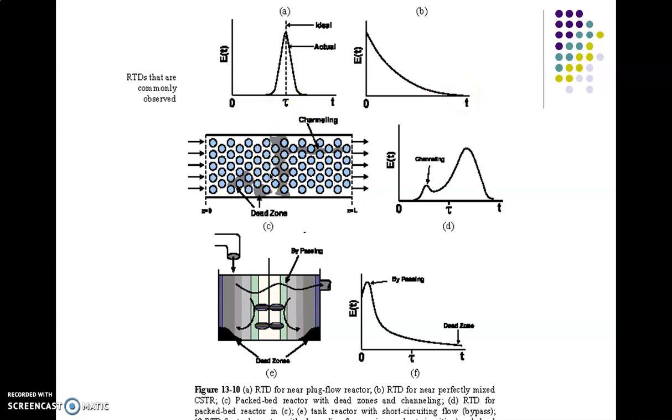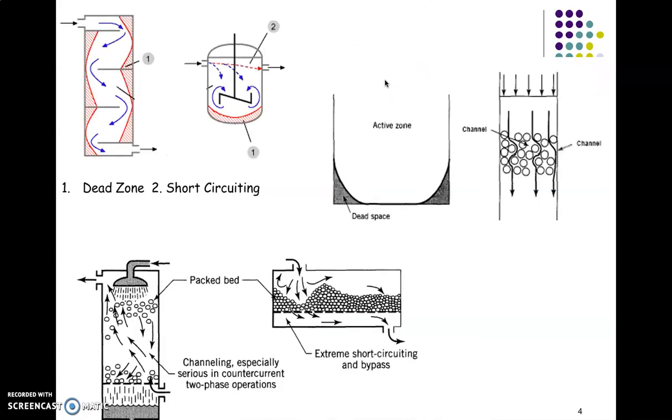But if you have a problem, normally we will only focus on dead zone and also channeling. For example, in the PFR, a reactor showing these two problems, dead zone and channeling, will produce such kind of E(t) curve. For the CSTR, dead zone and bypass will also show this kind of curve instead of the ideal curve as shown in figure B. So this is also an example of the problem in the reactor. You can see there's a dead zone in the PFR and also in the CSTR.